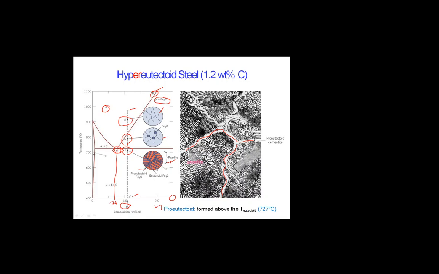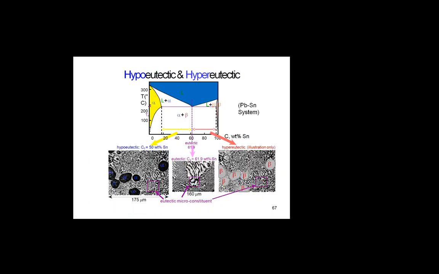So this particular section can be categorized with respect to hypoeutectoid and hypereutectoid steel, and this is how you can see the microstructure of the material. So these are the basic things that we discussed, and this is again the hypoeutectic and hypereutectic system.